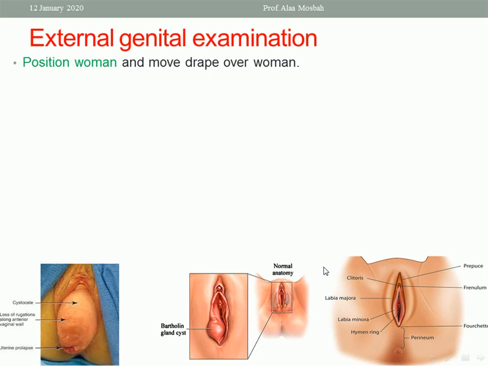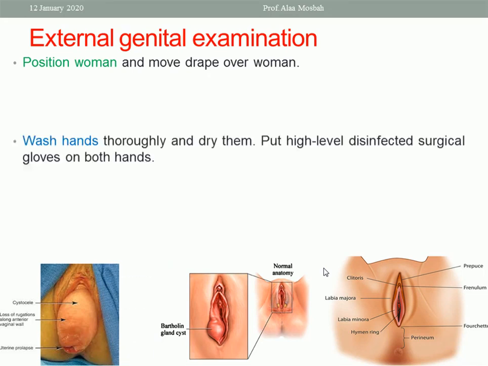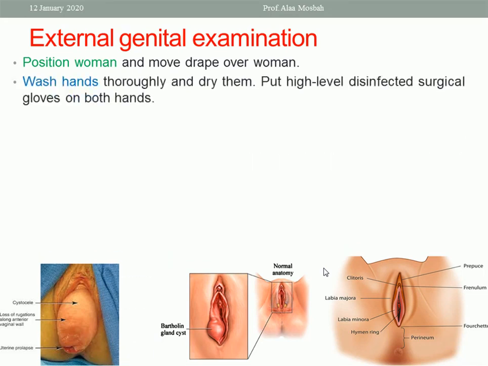Position the woman and move the drape over the woman. Wash hands thoroughly and dry them. Put high-level disinfected surgical gloves on both hands. Inspect the external labia, clitoris, and perineum.